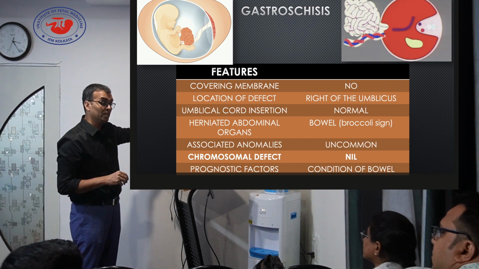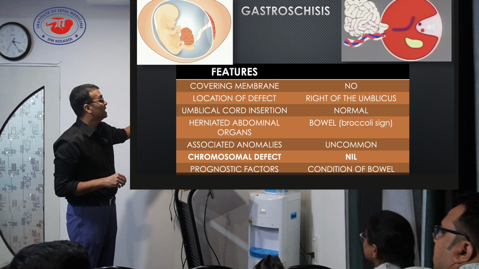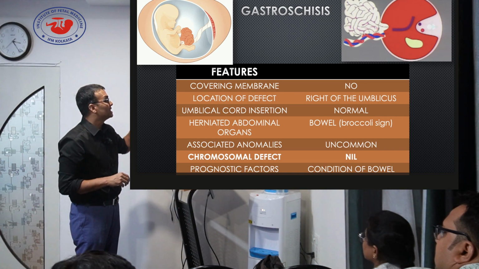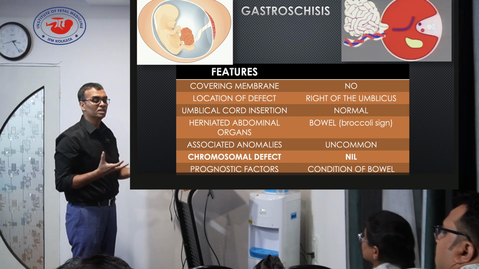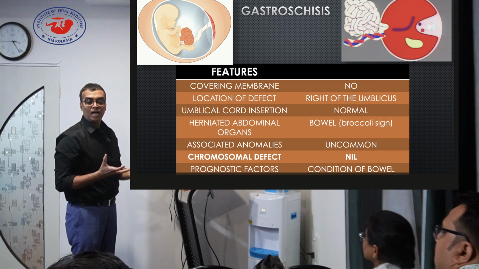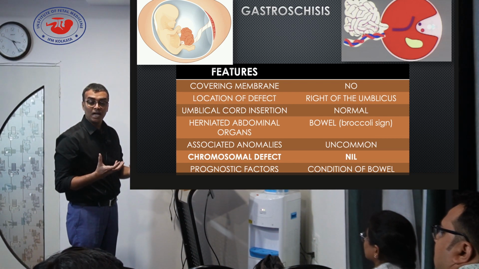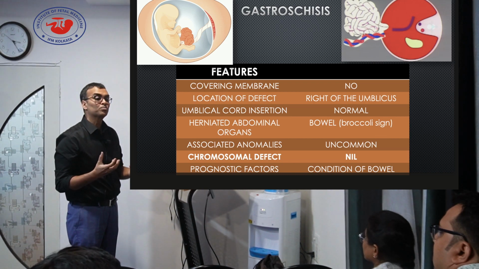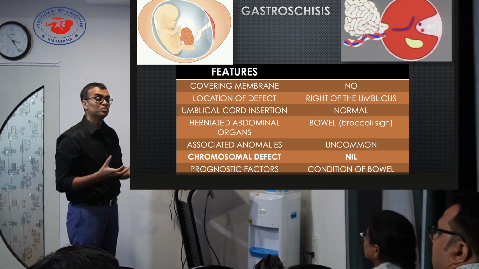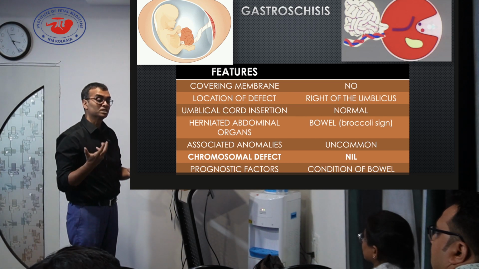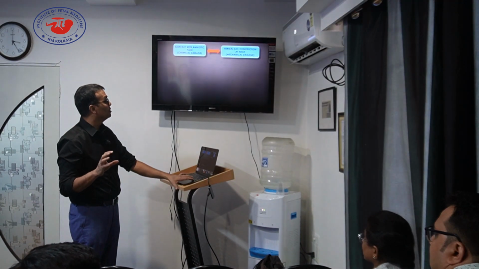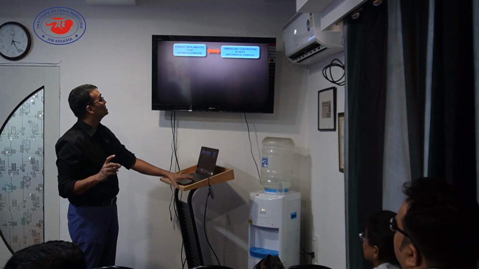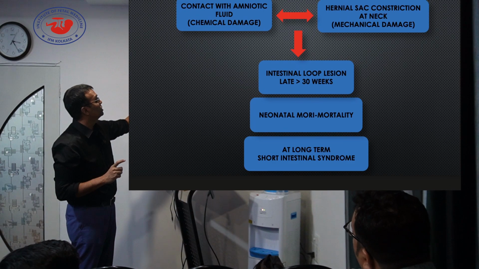So when you prognosticate these fetuses, it is important to tell the parents that there is very high likelihood of injury to the bowel, because now it is exposed in the amniotic fluid, which is not the right environment for the bowel to be. So they may have functional as well as anatomical problem in the bowel, and because of which it may need multiple surgeries postnatally.